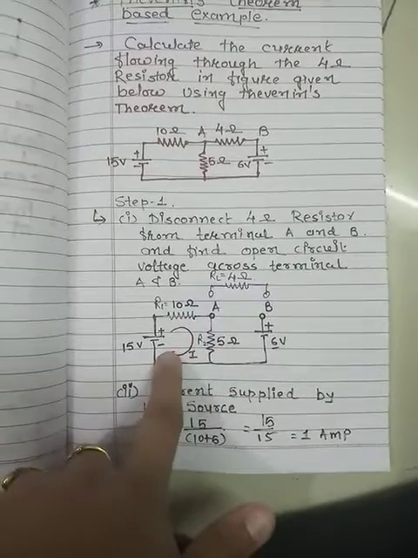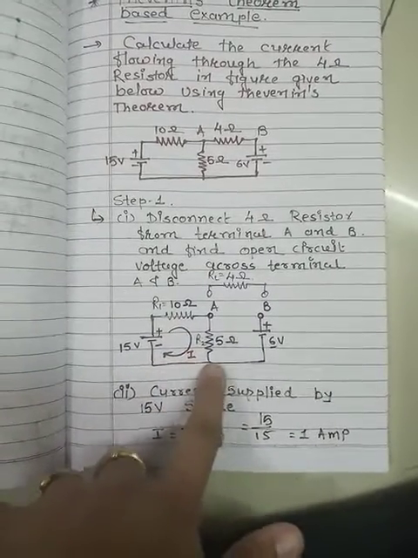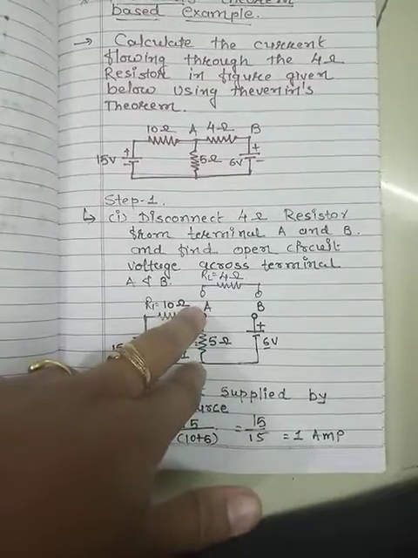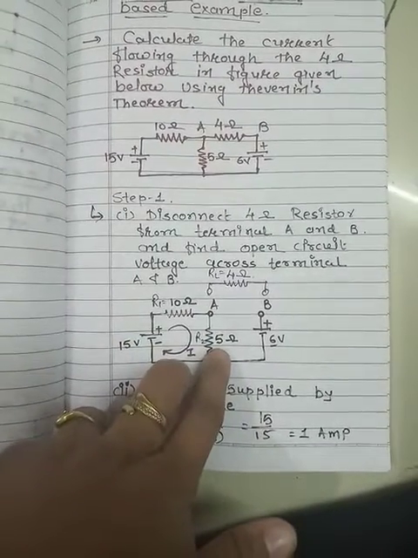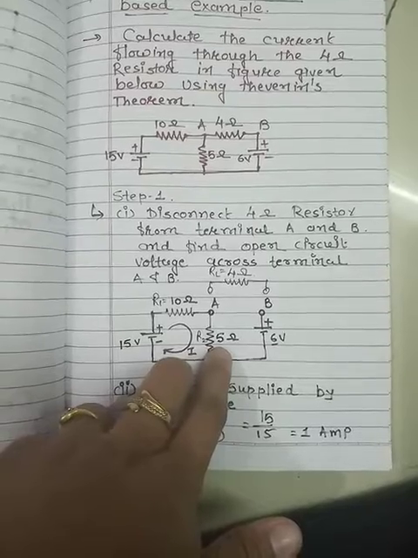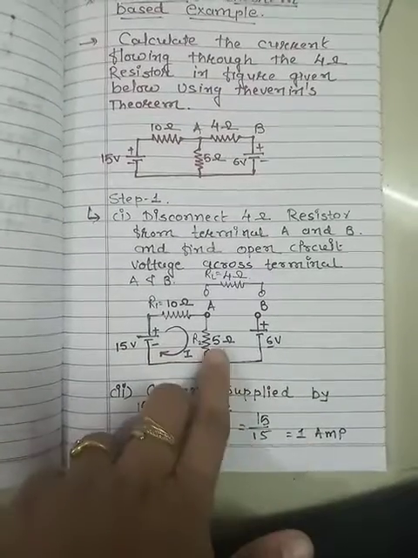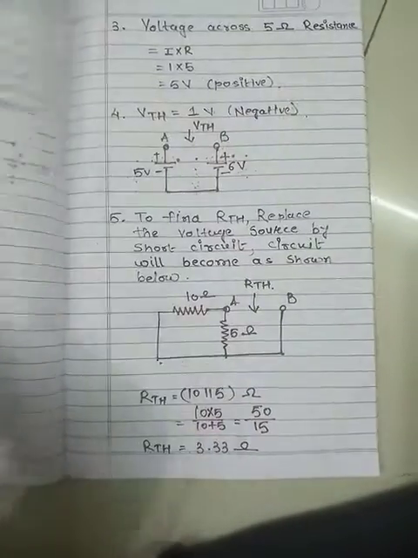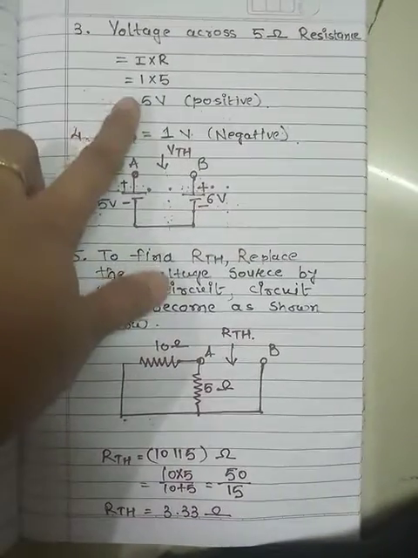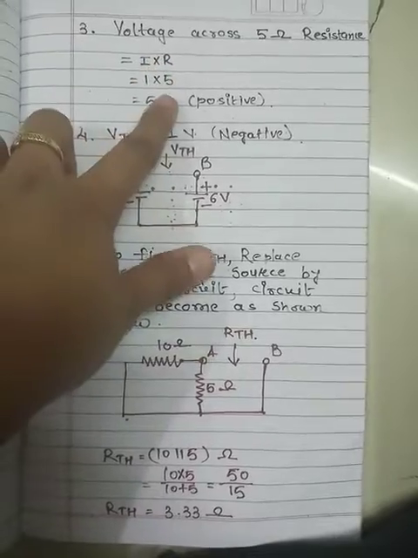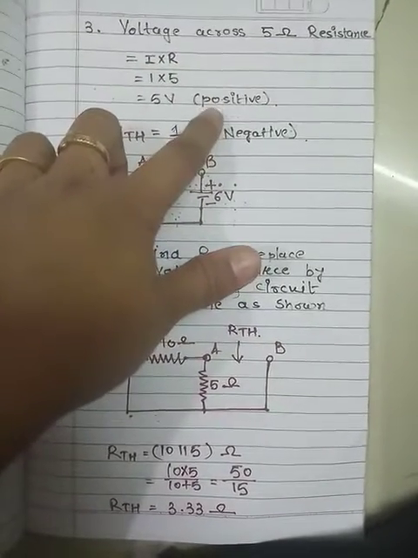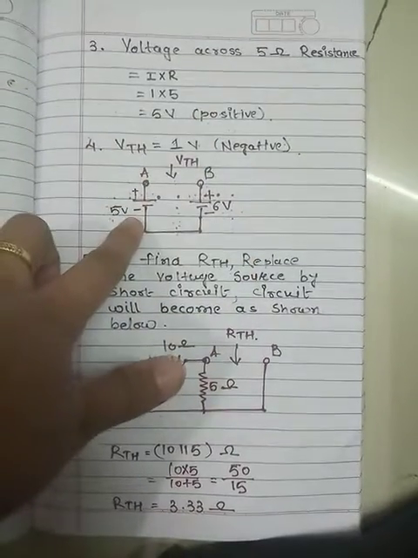Now the third step is to find the voltage across the 5 ohm. The voltage across the 5 ohm is I into R. I is 1 ampere and R is 5 ohm. So V is equal to I into R, which is 1 into 5, so you will get 5 volt positive. Now connect the 5 volt here.